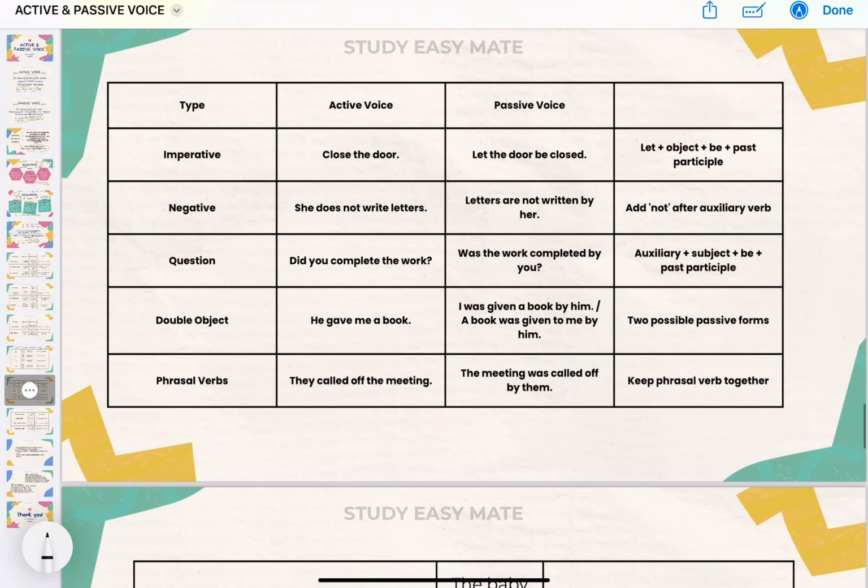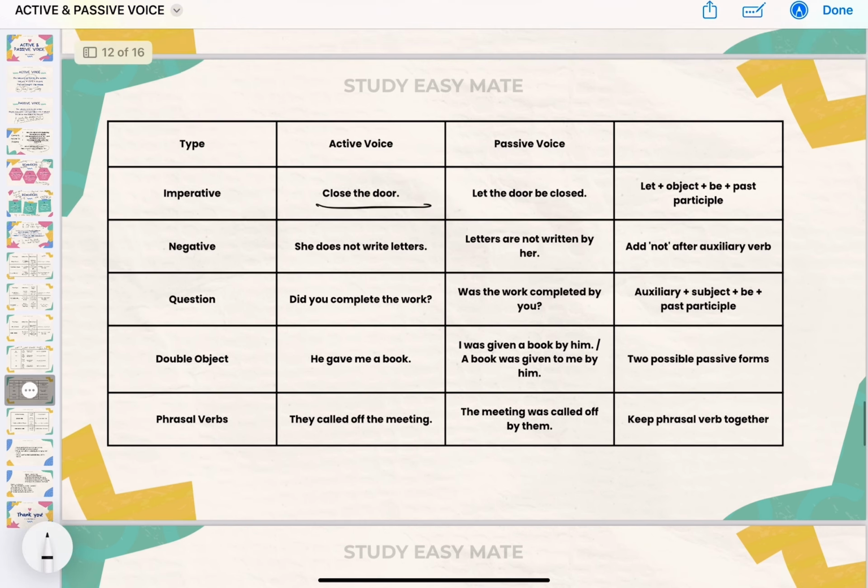For imperative sentences, you will have to add let in the beginning, plus the object, plus be plus past participle. Close the door. First you add let. What is the object? Door is the object. So: let the door be closed. Be plus the past participle of close, which is closed.